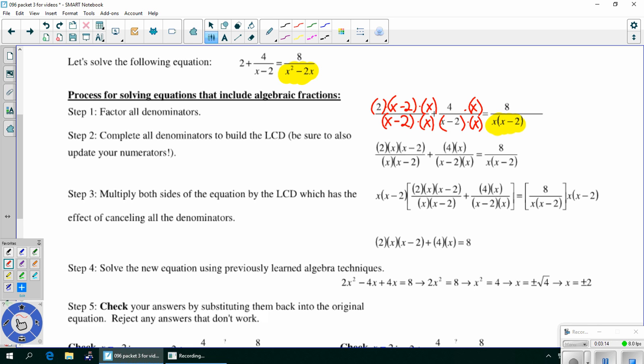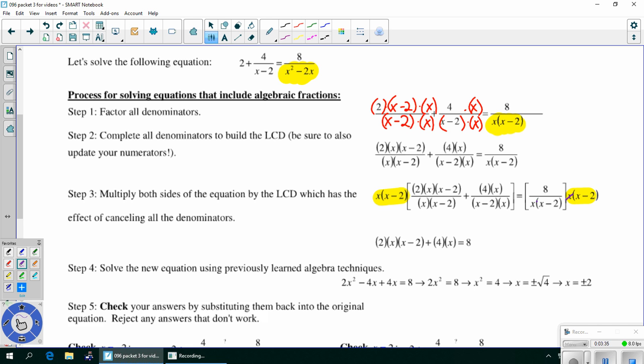It's highlighted up here in yellow. The common denominator for all 3 fractions is x times x minus 2. We're going to multiply both sides by x and x minus 2. It's legal because we're doing the same thing to both sides. So the right-hand side, the x and the x minus 2 cancel beautifully with the denominator.